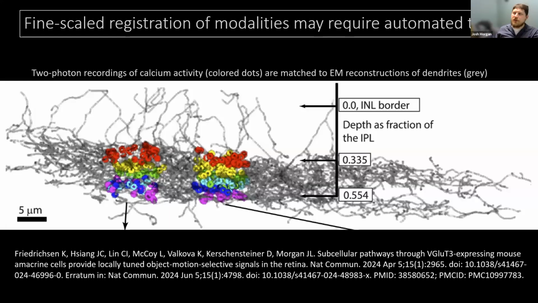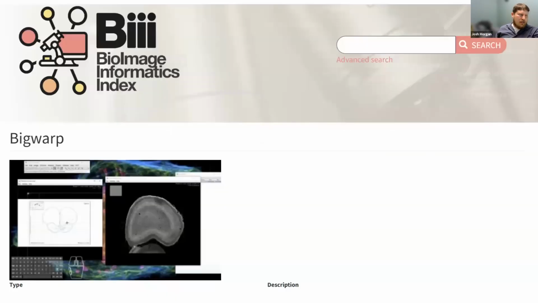There's tools available for this. So, BigWarp is something people use a lot for this kind of 3D registration of data sets. Just in general, this Bioimage Informatics Index is a really great resource for looking for this kind of software, aside from just going to someone's GitHub page. There's multiple tools for finding these things.